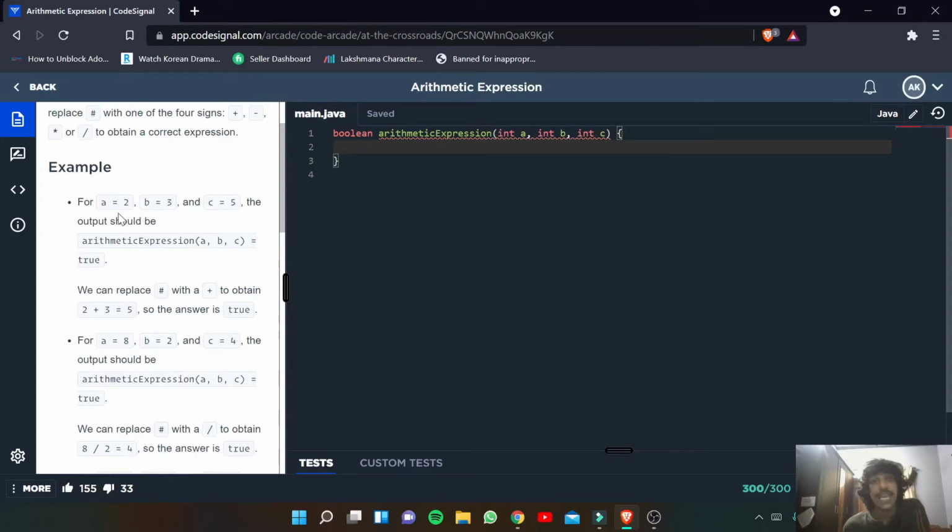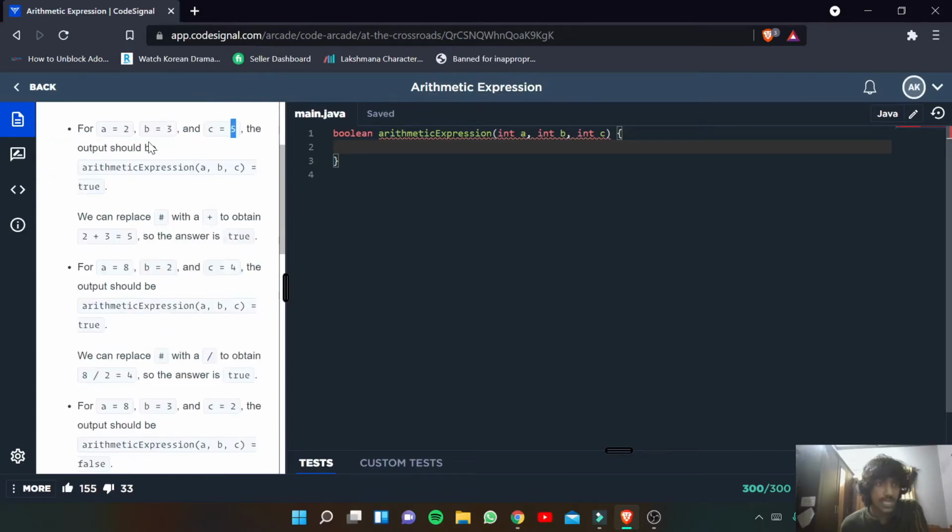Here an example is given. If a equals 2 and b equals 3, then c equals 5. Three expressions are given, and we have to check whether any operator can be suited. a plus b, yes, it's correct: 2 plus 3 is equal to 5, so it is true. We have to check with all the operators, and if any of the operators matches the answer, then we have to return the answer.